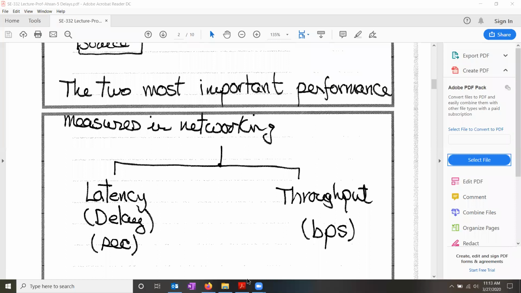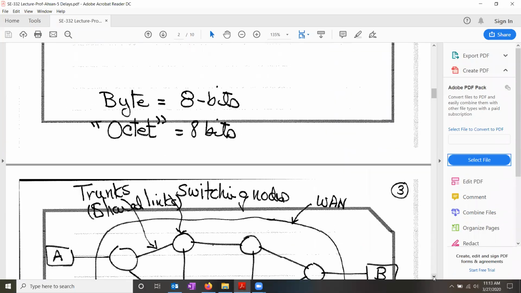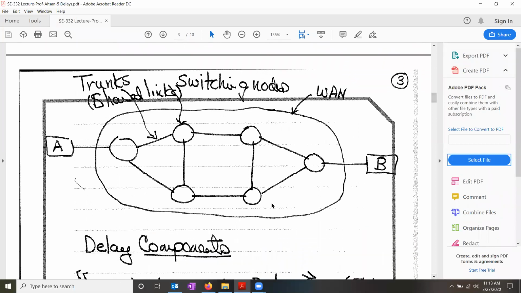Okay, latency is the sum of all delays in the network, and its units are in seconds. So we will be discussing all types of delays, which are propagation delay, transmission delay, and processing delay. For that purpose, let's see a 6-node switching diagram.